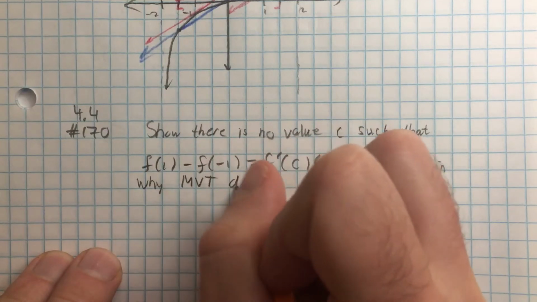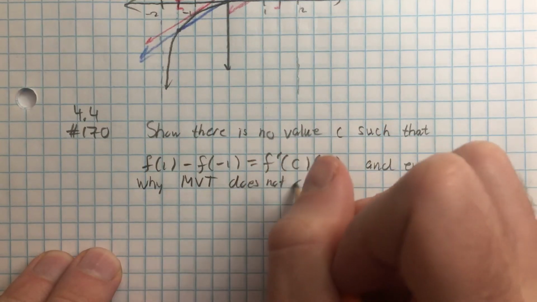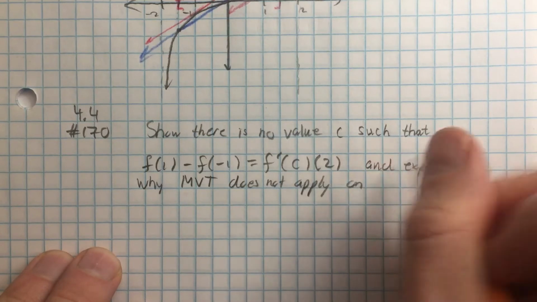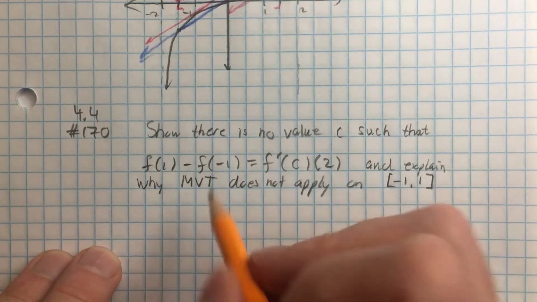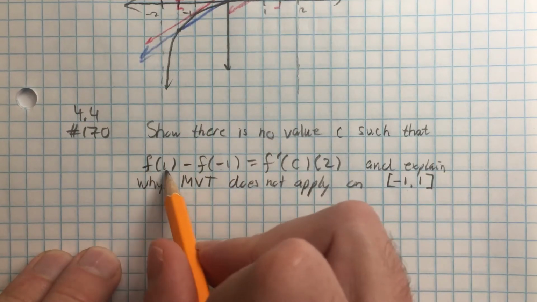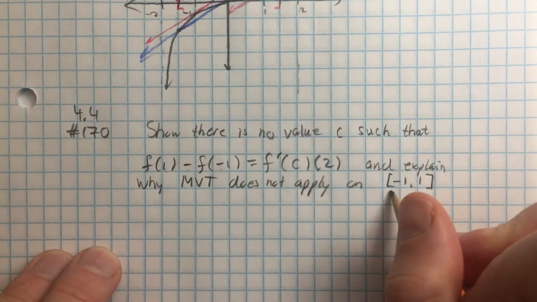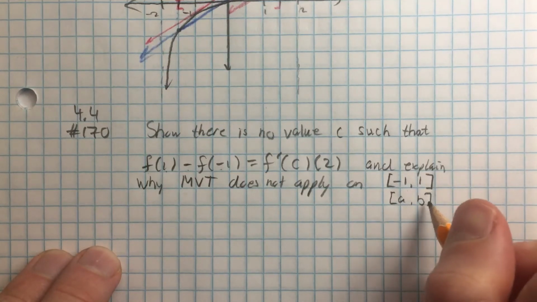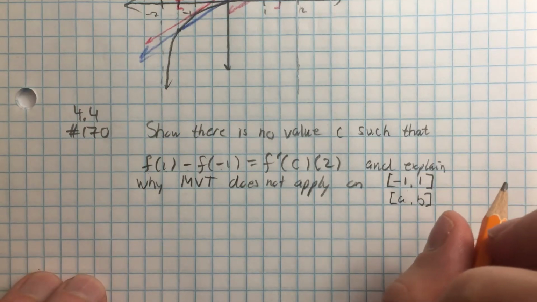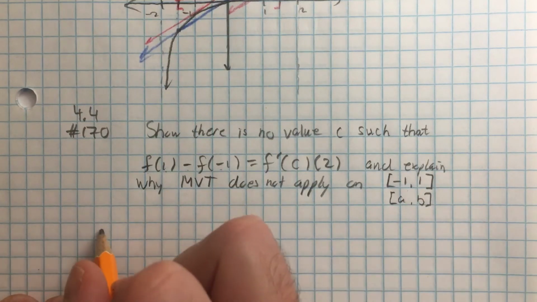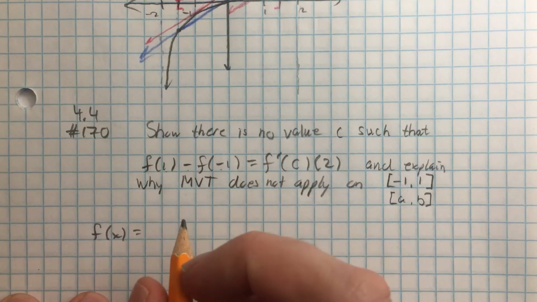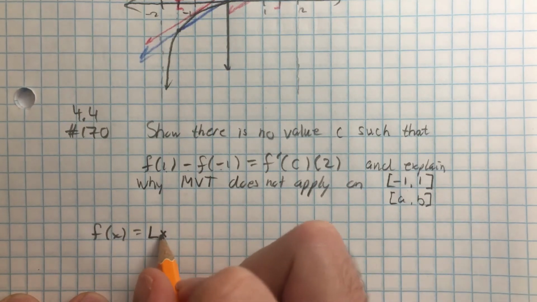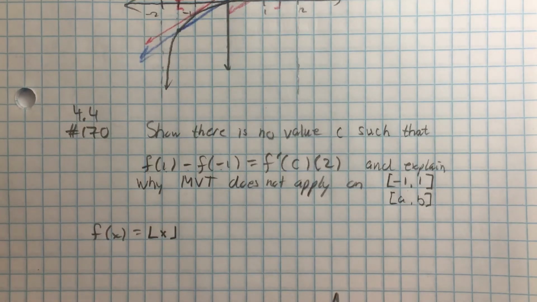Mean value theorem does not apply on the interval they gave us, negative 1, 1. Which you could figure out the interval anyway because of these two values here. This is just f of b minus f of a. So again, this should be a and b, like that. Okay. All right. So the function they give us is a very special function. It's f of x equals the floor function, which is denoted by those bracketed symbols enclosing an x.